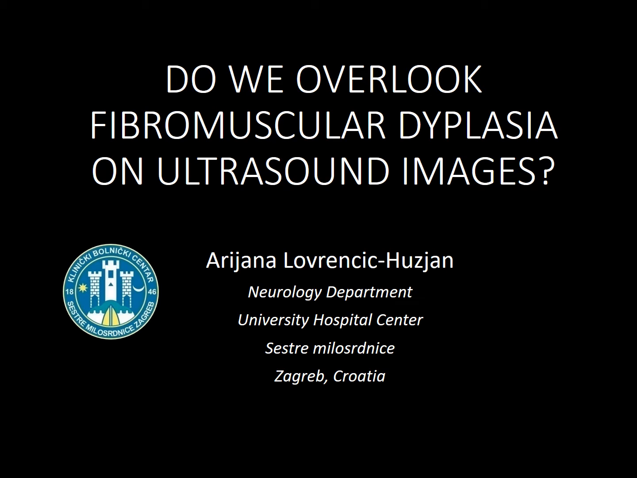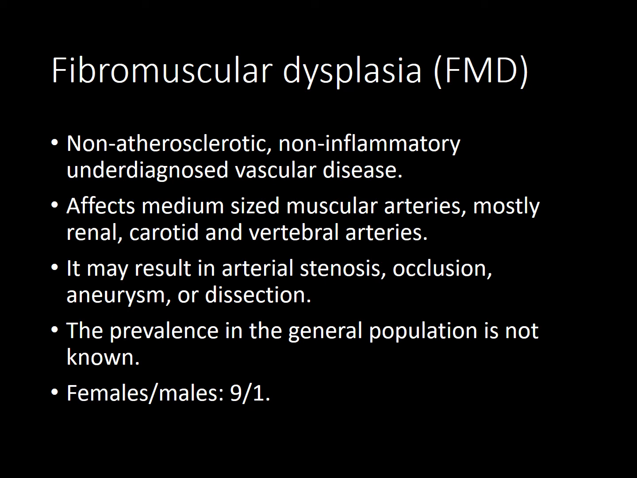The theme of my presentation is: Do we overlook fibromuscular dysplasia at ultrasound images? Fibromuscular dysplasia is a non-atherosclerotic, non-inflammatory, and mostly underdiagnosed vascular disease. It affects medium-sized muscle arteries, mostly renal, carotid, and vertebral arteries. It may result in arterial stenosis, occlusion, aneurysm, or dissection.